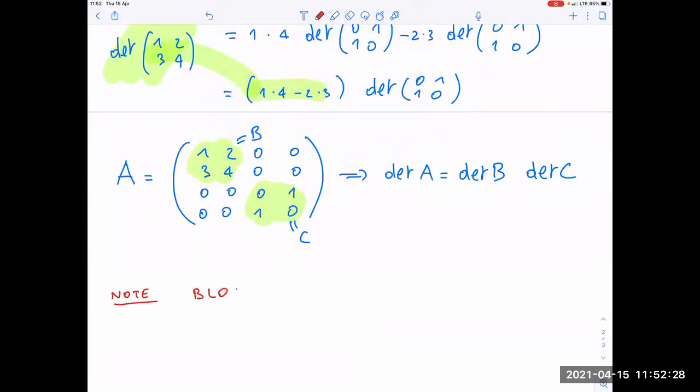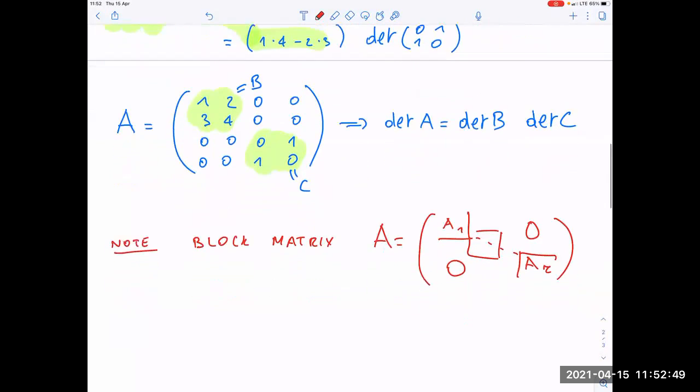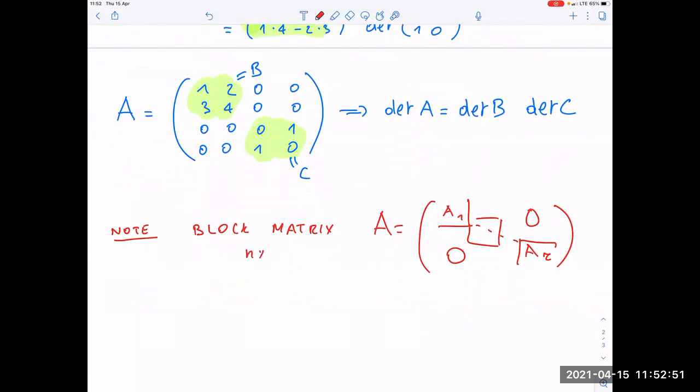A block matrix is a matrix A in which you have a lot of square matrices staying on the diagonal and a bunch of 0 outside. So this is an n times n matrix. Each of these A_i is square.